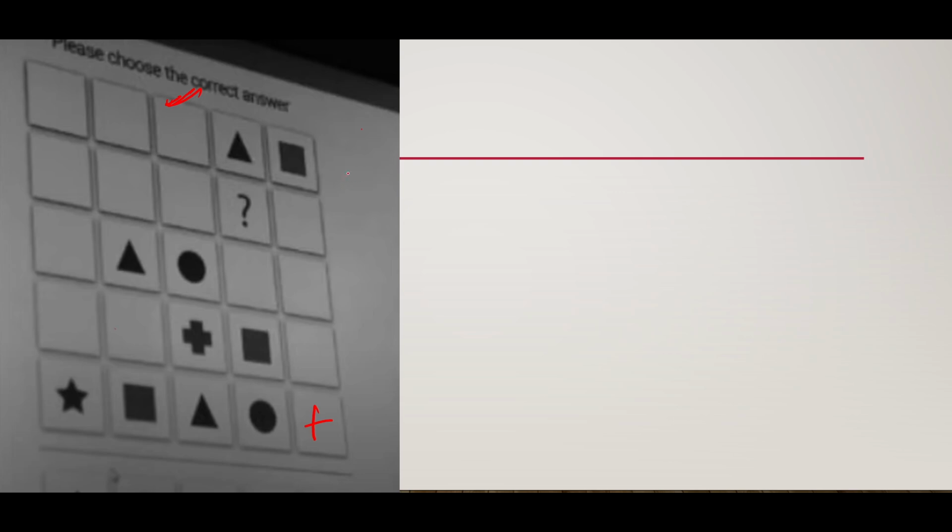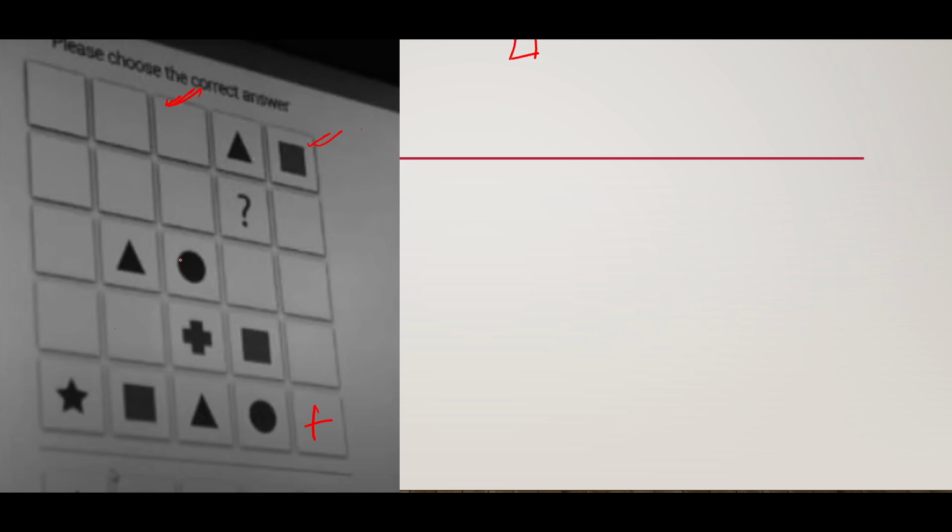Let's fill this cell. Can we fill a square here? Square we cannot fill because, if you can see, square is here in the row. So square option is cancelled. Can we fill triangle here? Triangle also we cannot fill because triangle is here. Circle also we cannot fill here because circle is there in the column. Plus we cannot fill. So we only have one option left.